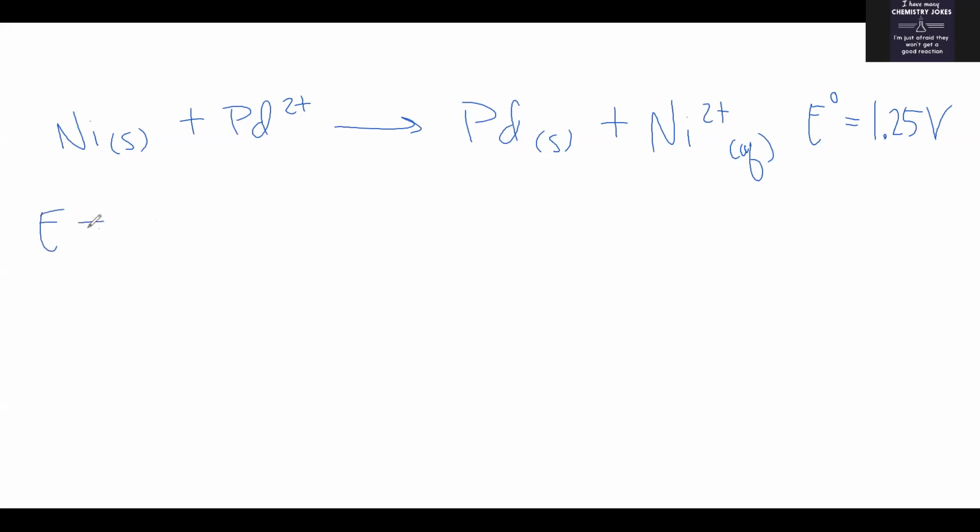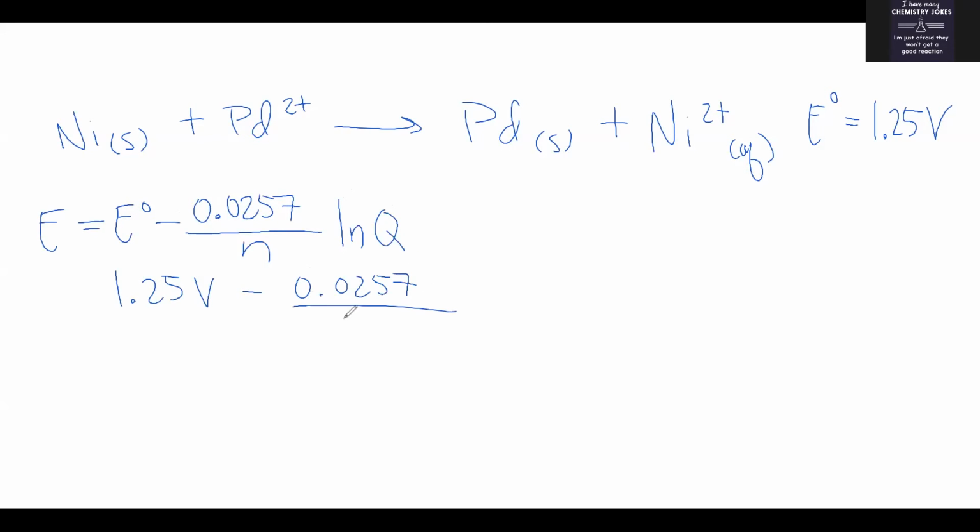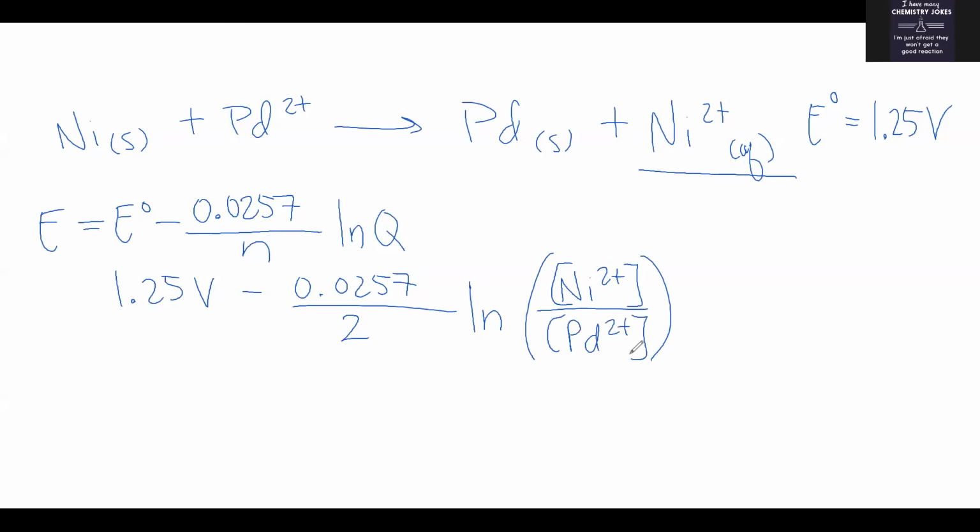So we're going to use the Nernst equation, and my favorite version is this one. I've got 1.25 volts minus 0.0257 over 2, because there are 2 electrons being exchanged in this system. Ln of products over reactants. So that's nickel over palladium. Why did we not include palladium solid or nickel solid? Solids are not ever found in Q expressions. So this becomes 1.0 divided by 0.017. Do a little plug and chug of this thing and see what we get.